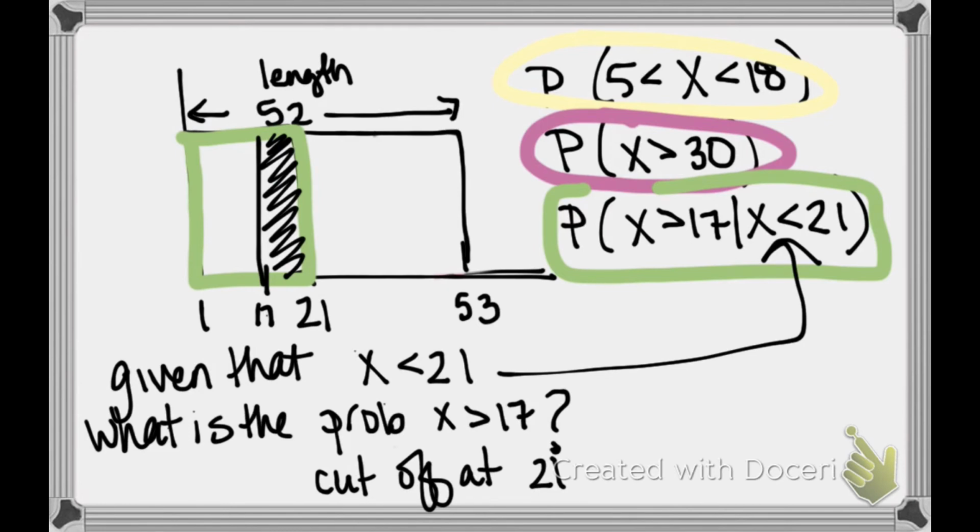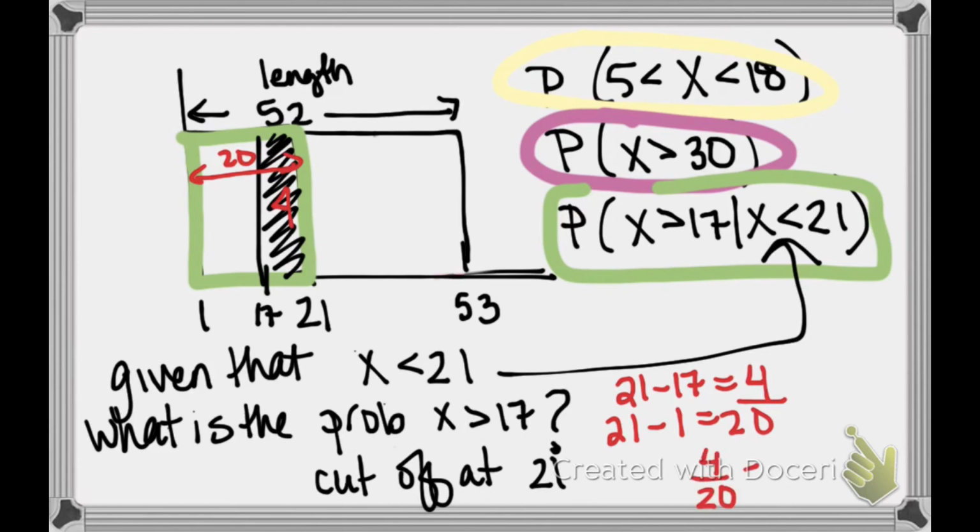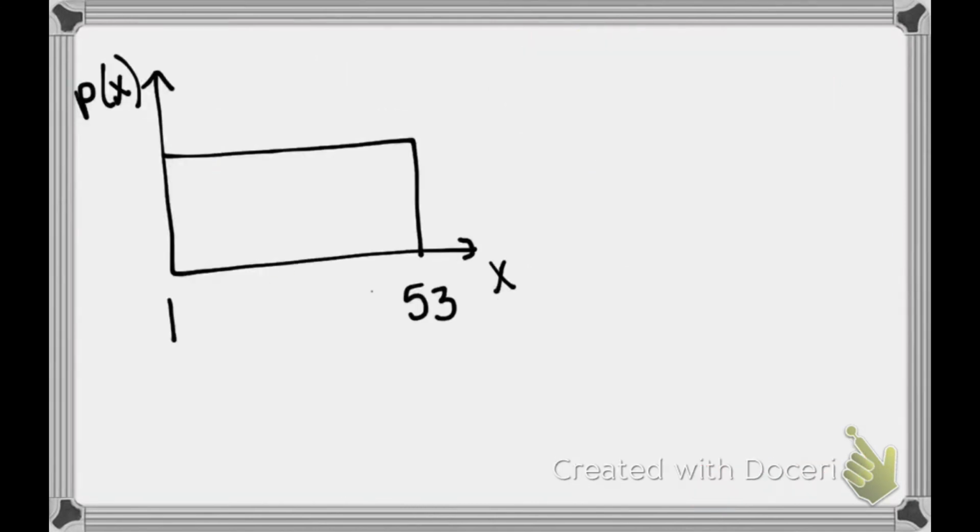So I'm going to just fill this in a little bit. And by the way, it doesn't matter if it's x is greater than or equal to 17 or greater than 17, because remember, the probability it's exactly 17 is 0. So 21 minus 17, that's 4 weeks. So that's 4 weeks out of a total of 20 weeks, because it's 21 minus 1, so a total of 20 weeks. 4 out of 20 gives me 0.2. So that's the probability that x would occur after 17, given that it occurs before 21.